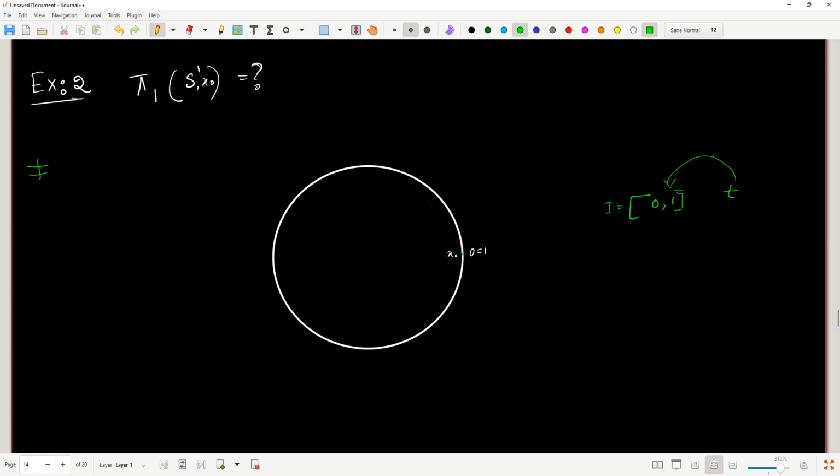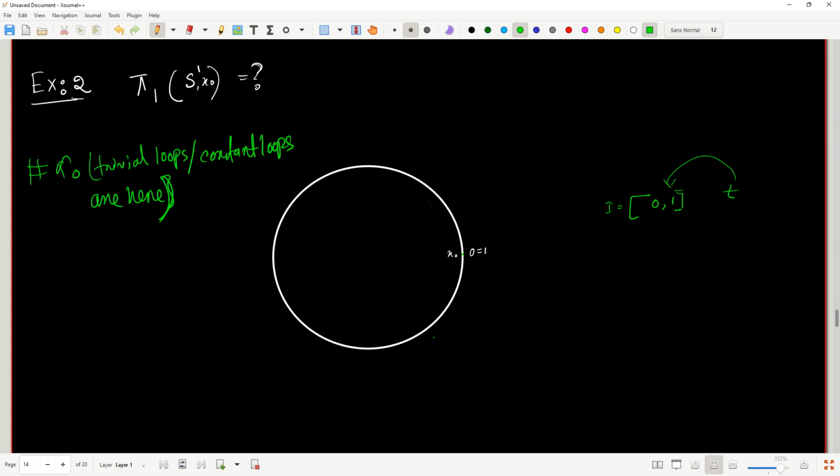One thing for sure is that all the trivial loops, alpha 0, that is the trivial loops or the constant loops, are here. You can take any point and that is a constant loop, right?